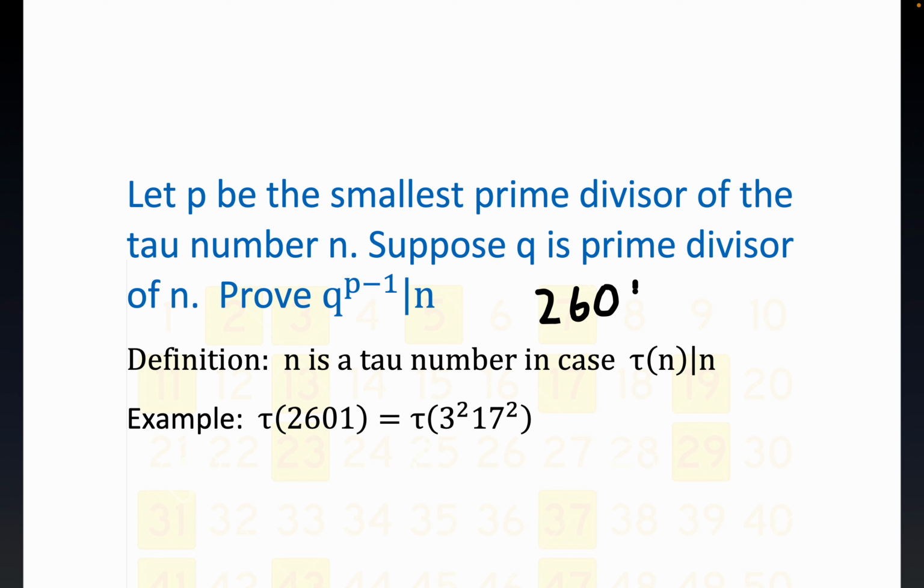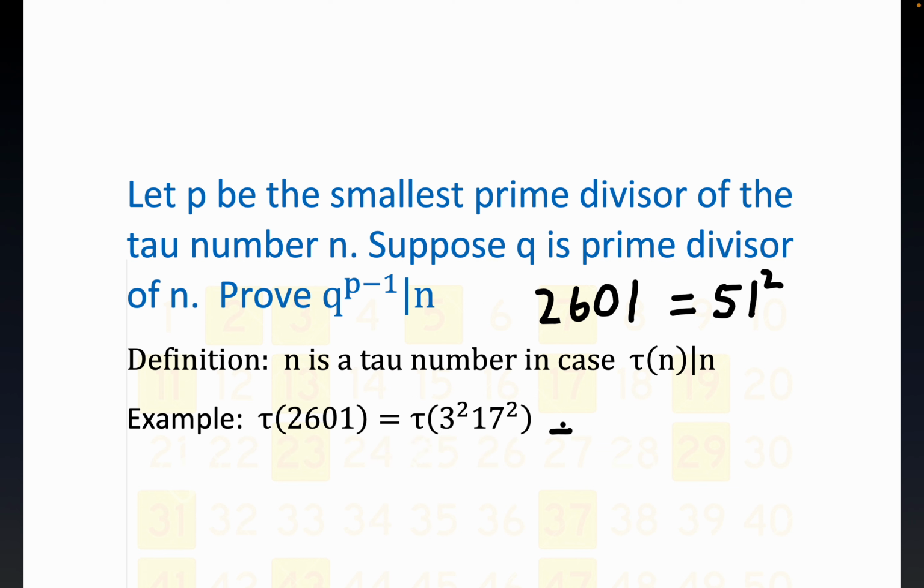2601 turns out to be a perfect square. It's equal to 51 squared. Now you'll notice that 51 is the product of two prime numbers, namely 3 and 17. You can see that right down here. Now this tau number theoretic function, again, it counts the divisors, but it's also what they call multiplicative.